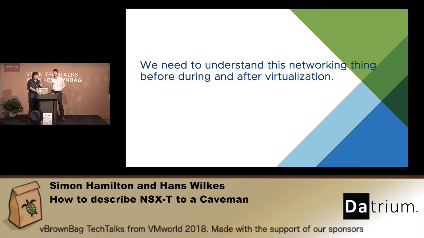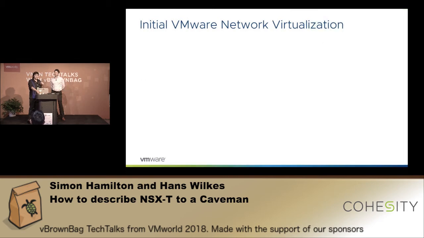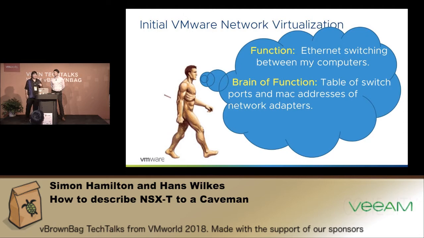We need to understand this networking thing before, during, and after virtualization. So some of you may think that the initial VMware network virtualization was done in the hypervisor of the ESX server. We already gave you a virtual switch, but that's not true. There are many other layers of virtualization that we did not do in the initial go of the ESX server. But let's look at this for a moment and actually go to a physical switch.